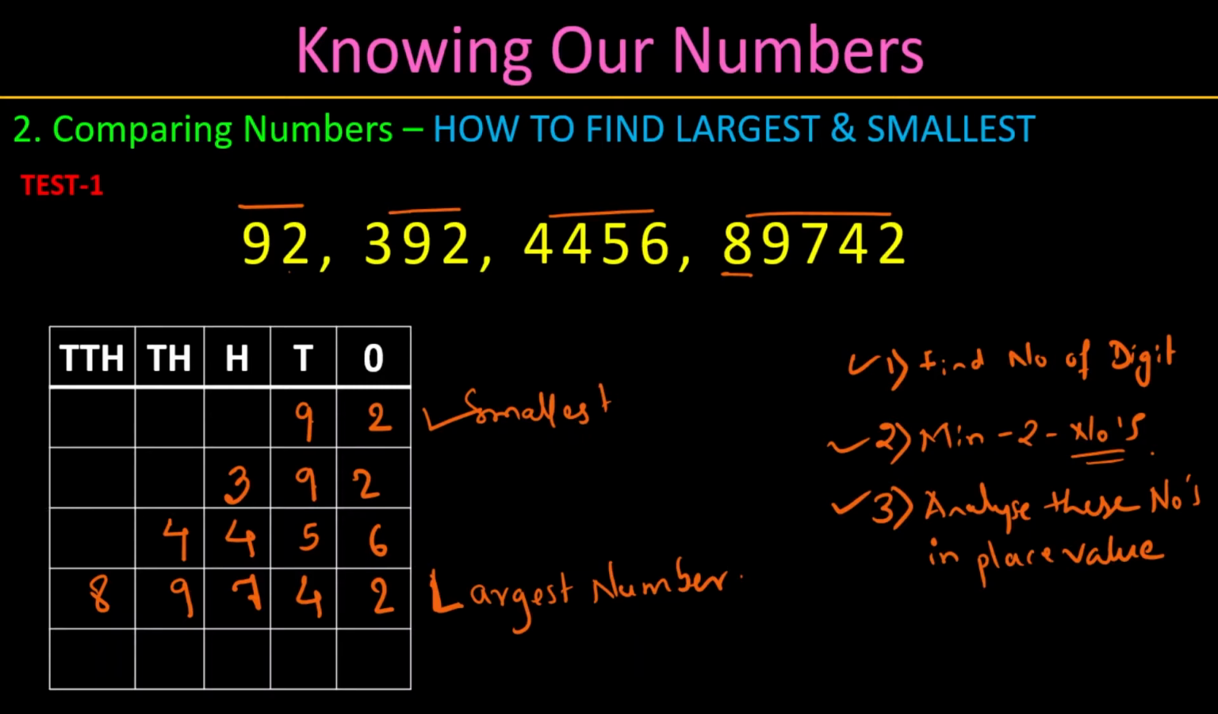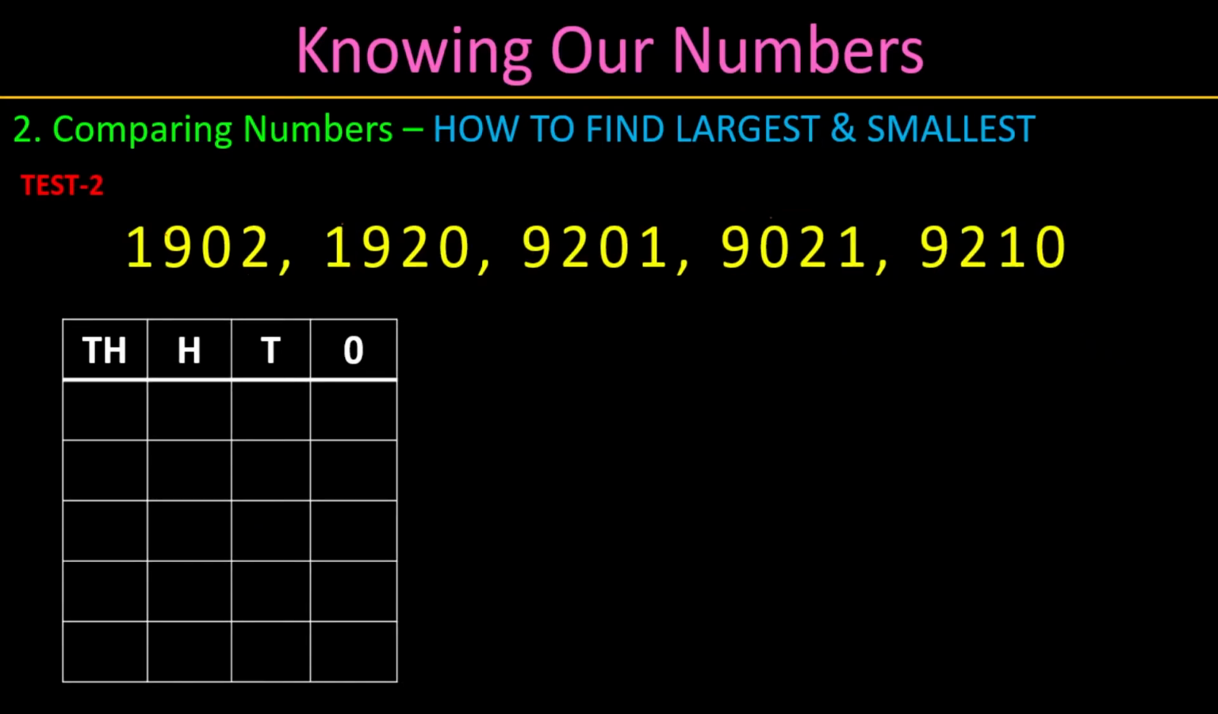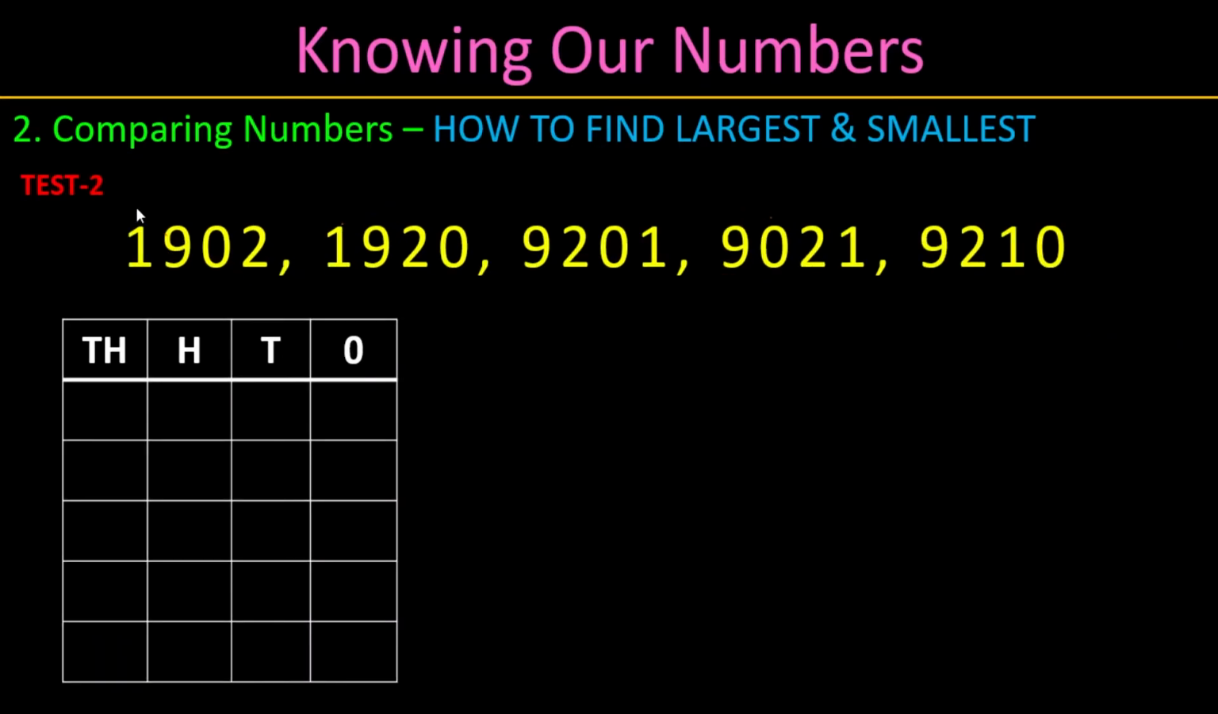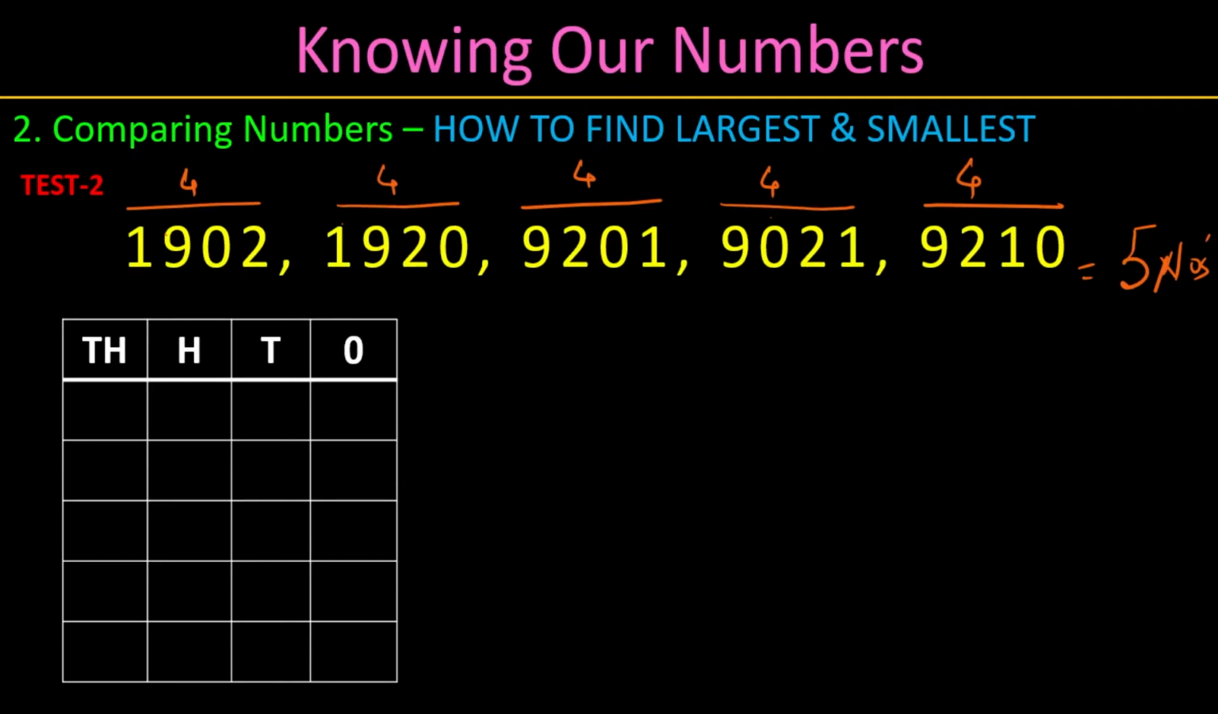Let's go to the second test here. Now you see the first condition, we need to find the number of digits. Let's check. The digit count is 4. Here digit 4, here digit 4, 4, 4. First condition is clear. And for comparing purposes, we need a minimum of 2. Here, how many are there in total? 5 numbers are there.